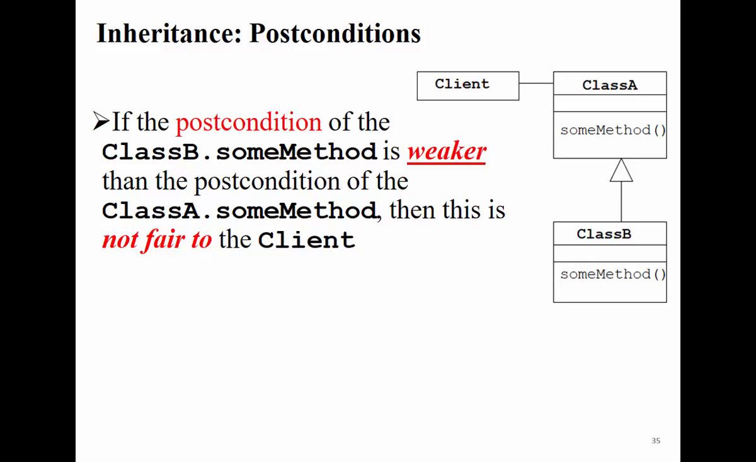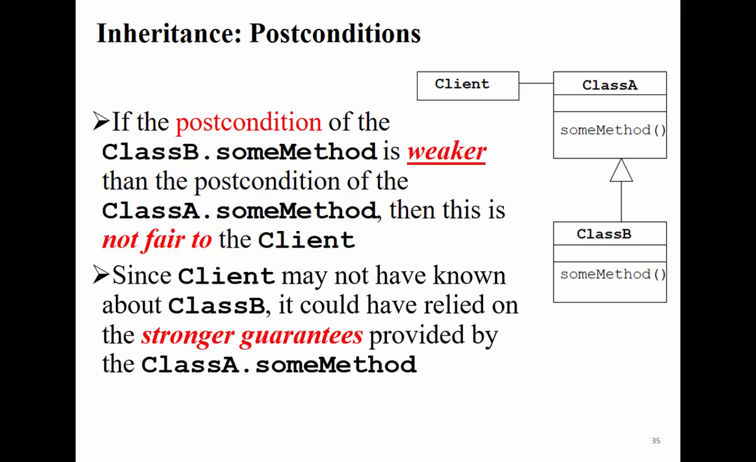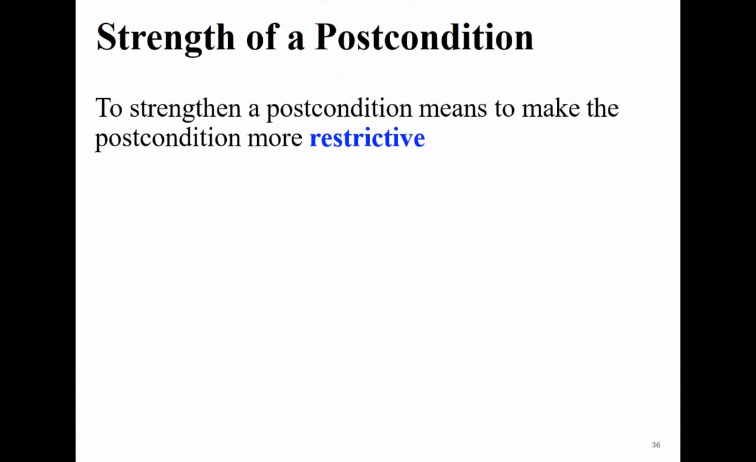Here is the example. We have postconditions for the class P.sum method that are weaker than the postconditions for class A.something. This is not fair. You read the API for some method inside class A and it promises you something. Now you extend it to P and you find that the promise is weaker. This is not fair for the client. Since the client might not know about class P, he relies on class A for the strong guarantee on the postconditions.